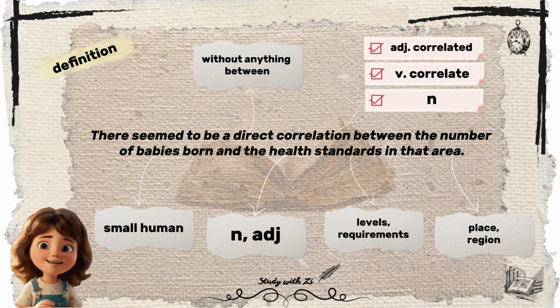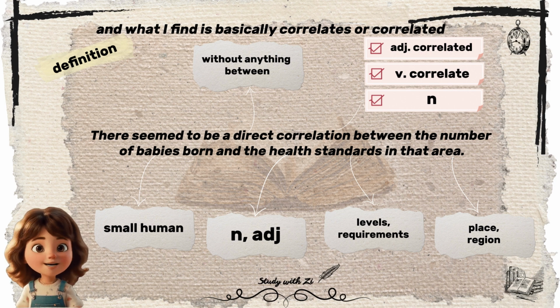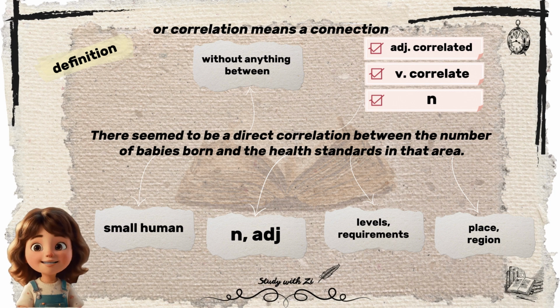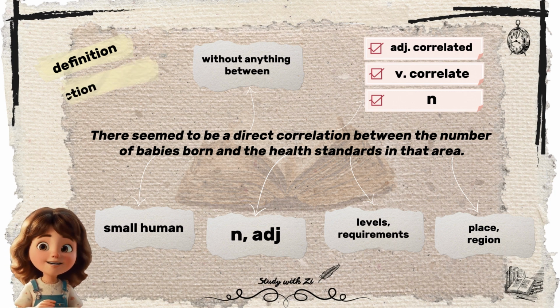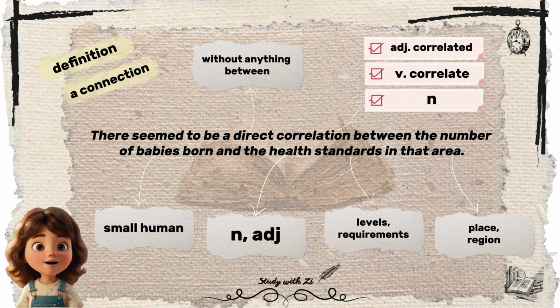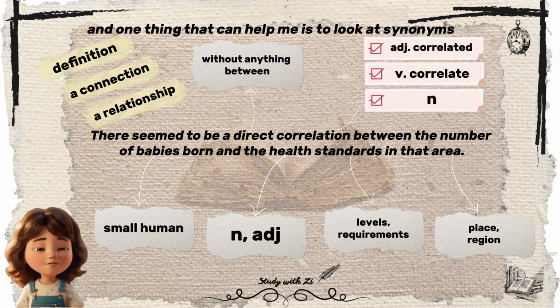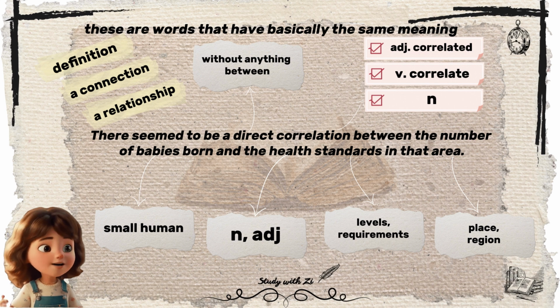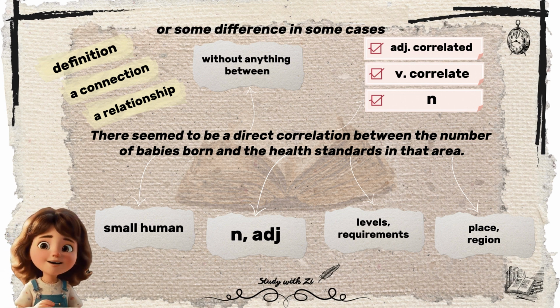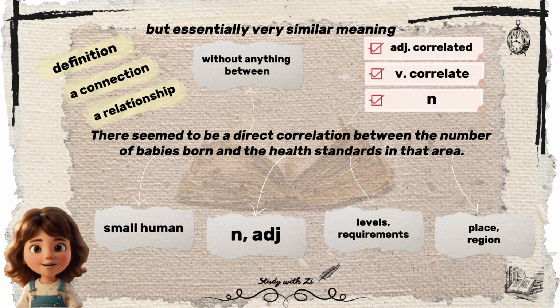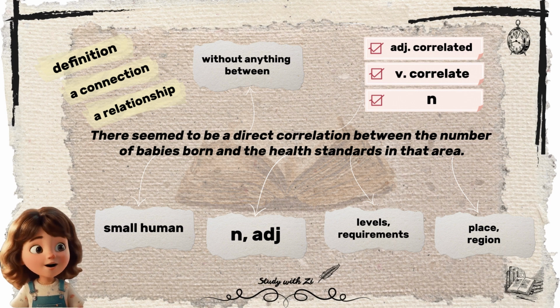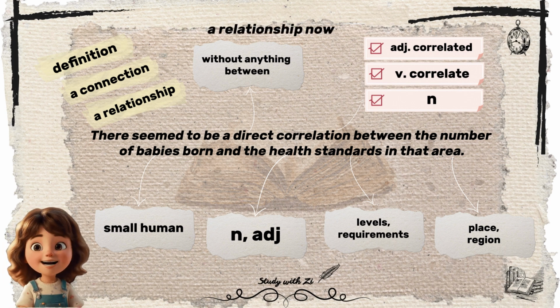Definition is the meaning. And what I find is basically correlate or correlated or correlation means a connection, a relationship. And one thing that can help me is to look at synonyms. These are words that have basically the same meaning. There's some difference in some cases, but essentially very similar meaning. I see it means kind of a connection, a relationship.